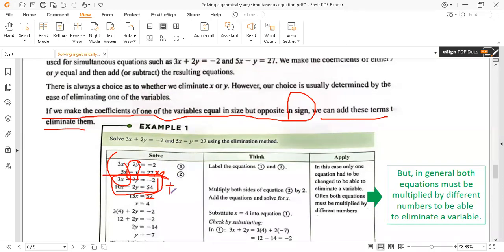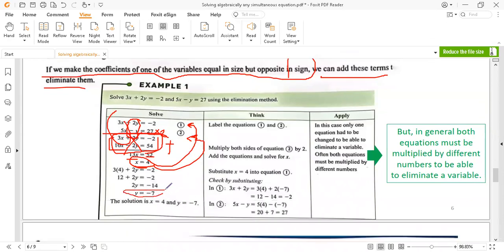And then by adding them, we eliminate the y terms. We combine the like terms to obtain 13x equal to minus 2 plus 54, equal to 52. Then easily we find x equal to 4. When we find one of the variables, we substitute it in the first or the second equation, not like the solution by substitution. Then we obtain minus 7, and the solution of the simultaneous equations is the couple 4, minus 7.